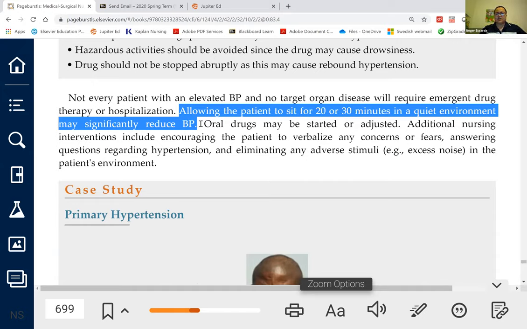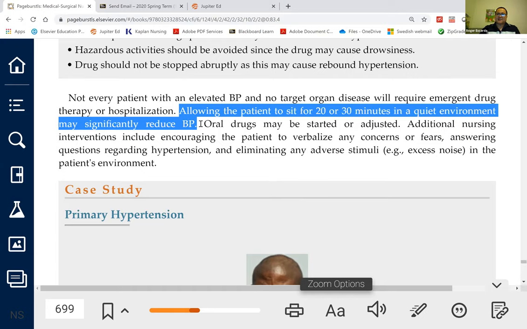Chances are, let's say you walk in, right, and you assess that the patient's complaining of headache, what else? The dizziness, blurred vision, nausea. So you check the patient's blood pressure. You found that it's 240 over 220. What is your first action? What does this highlighted section statement say? Quiet environment. Take the blood pressure after 20. No. Put the patient in a sitting position. Sit them down. Okay, that's your first action.